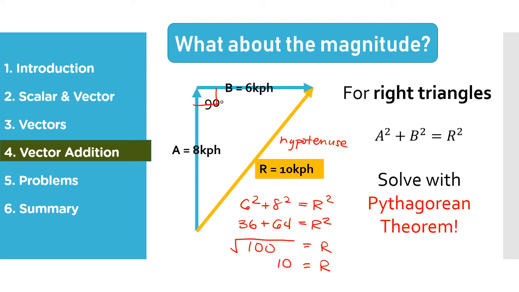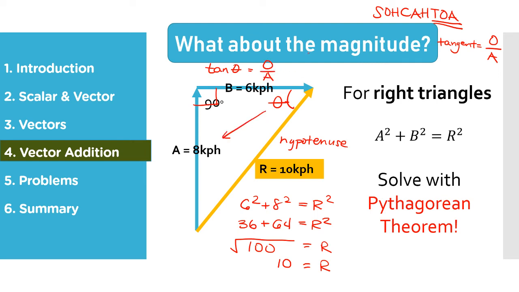So 10 kph. Now, how do you get the angle? One way to get the angle is by using something called SOHCAHTOA. That is an acronym. However, when you have SOHCAHTOA, all you actually need to note is TOA. TOA means tangent equals opposite over adjacent. So how do we do that? For example, in this angle here, you want to get that angle. So the tangent of that angle is equal to opposite over adjacent. The opposite side to the angle is 8 kph.